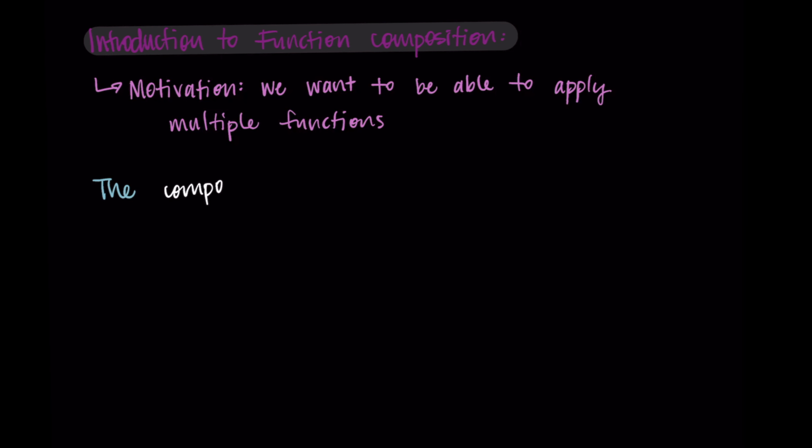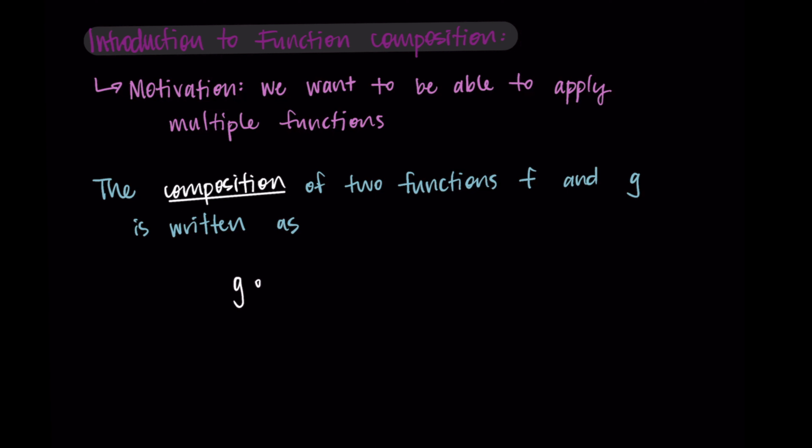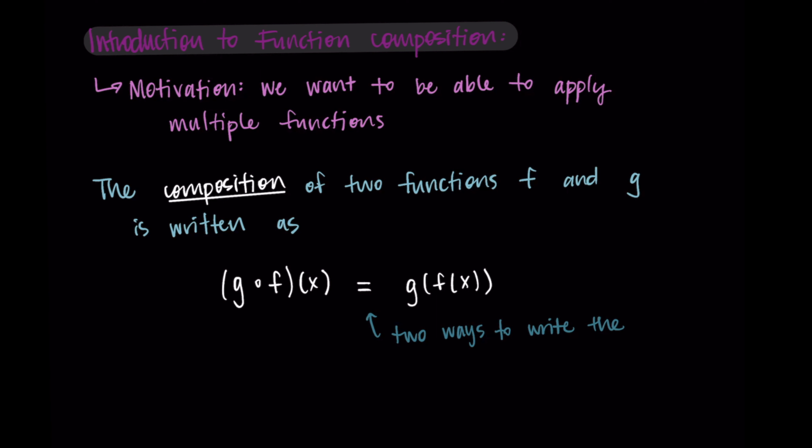We say the composition of two functions, let's say they're called f and g, is written as the following. g composed with f of x, so that little circle indicates that we're composing the functions, and another way to write this would be g of f of x. These are two different ways to write the same thing, and I often just say g of f of x, but sometimes I do say g composed with f, so you might hear both. Both really mean the same thing.